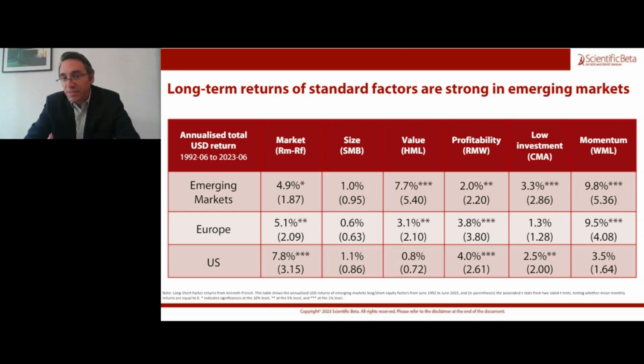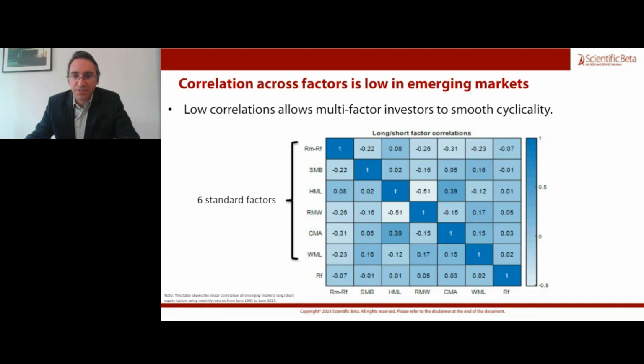So if anything, these premiums to things like value and momentum in particular actually look quite attractive in emerging markets compared to some of these developed markets. These are annualized return premiums, and then in parentheses you have the t-statistics, indicating that these are actually significant. And from this result, it would be difficult to make any argument that somehow these factors behave differently in emerging markets. The premiums look quite similar.